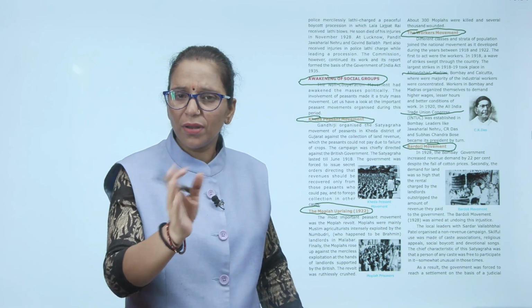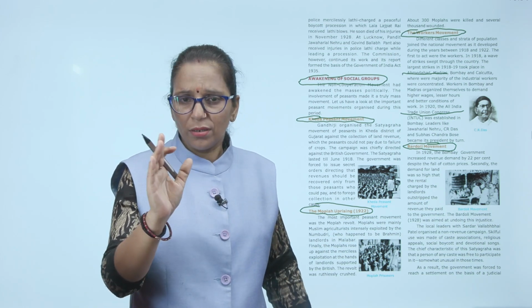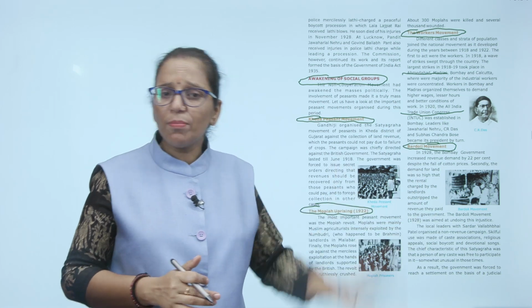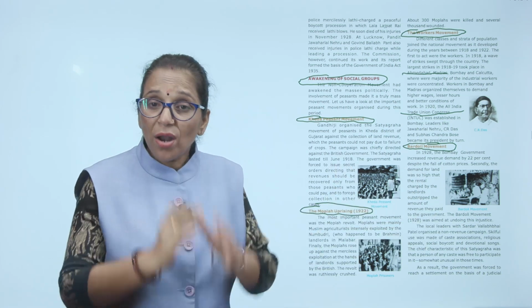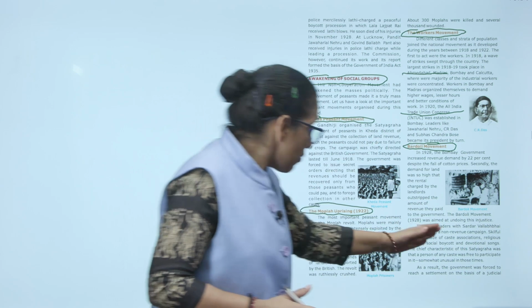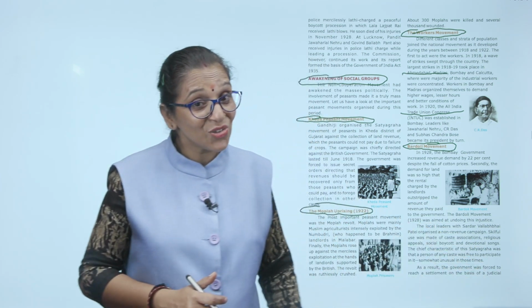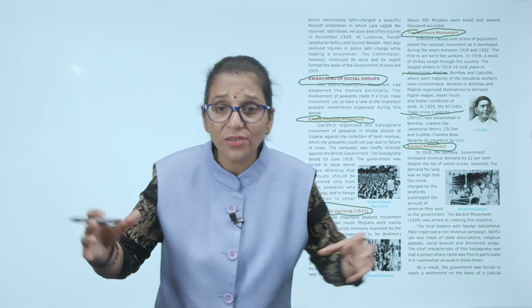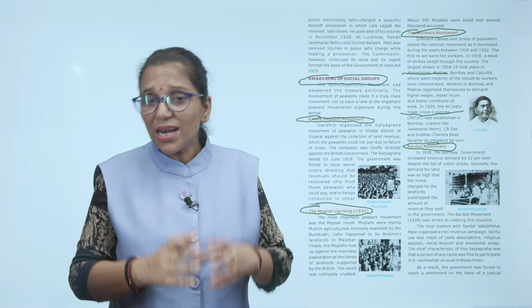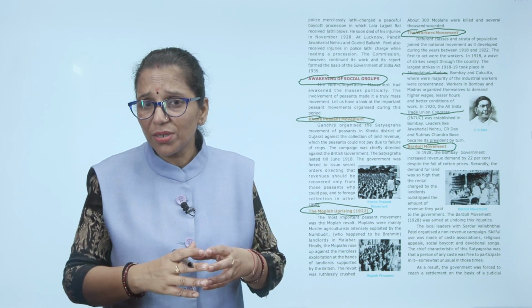We cannot pay high revenue. We are unable. The local leaders, with Sardar Vallabhbhai Patel, organized the non-revenue campaign. Skillful use was made of caste associations. Sardar Vallabhbhai Patel was very diplomatic in this Bardoli movement. He organized every class of society. No caste discrimination, no religious discrimination. He appealed in every field. And then this satyagraha was successful.